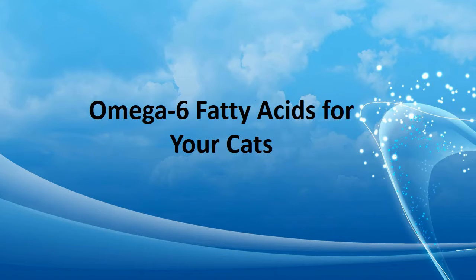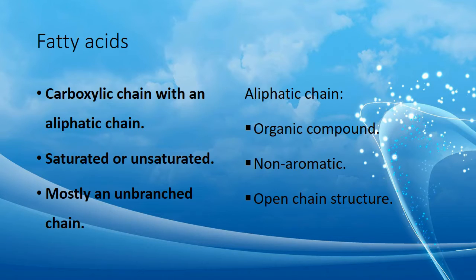Let me introduce today's topic. Today our topic is omega-6 fatty acids for your cats. Let me introduce fatty acids first. Fatty acids are carboxylic chains with an aliphatic chain. Aliphatic chain means they are non-aromatic, organic compounds with open chain structure. Fatty acids can be found as saturated or unsaturated forms. However, they are mostly found as unbranched chains in nature.